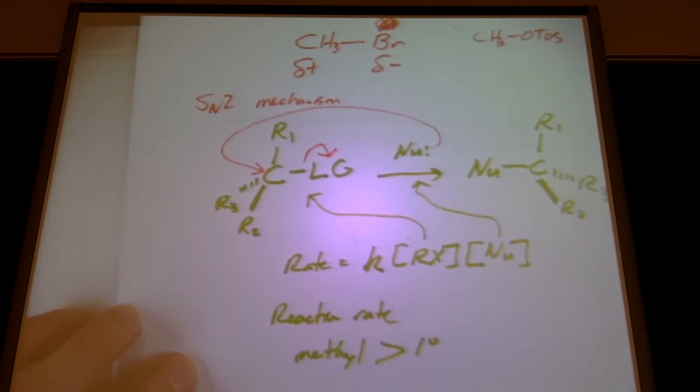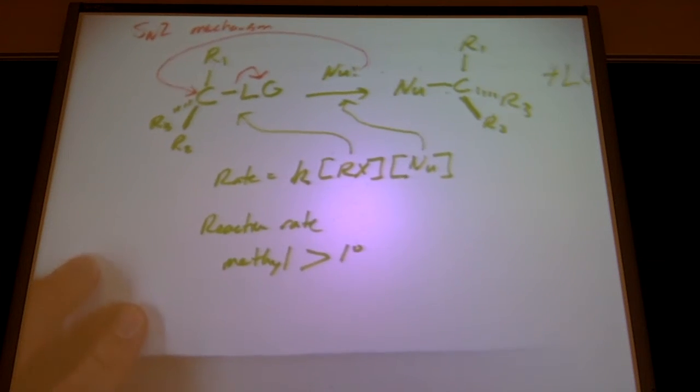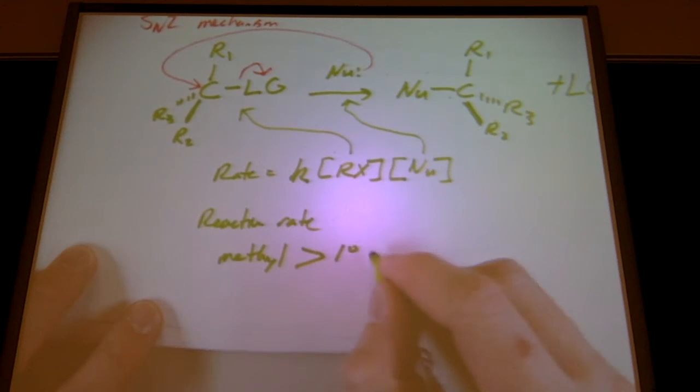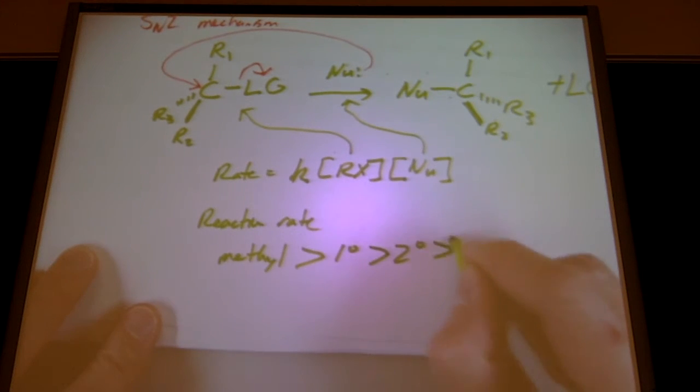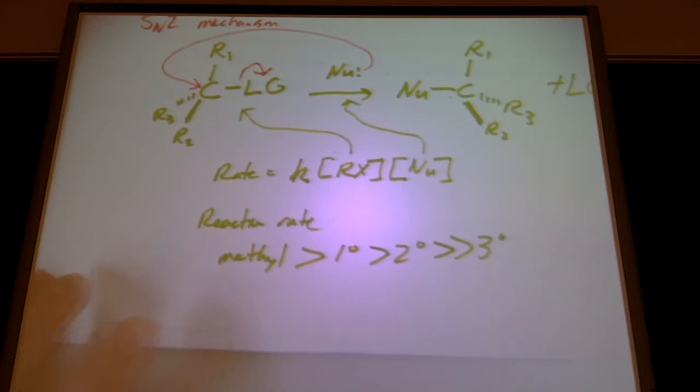So methyl is going to react faster than primary, which will be faster than secondary. And so you actually don't see tertiaries react by this mechanism because they're too sterically hindered.